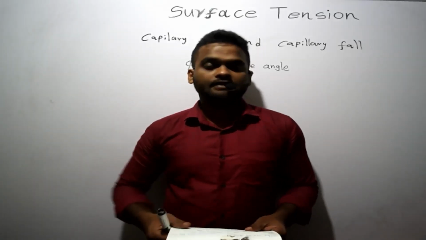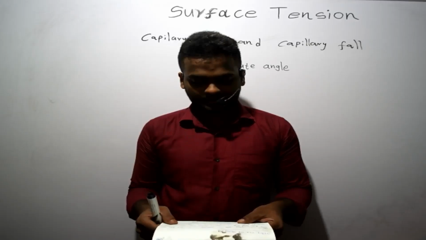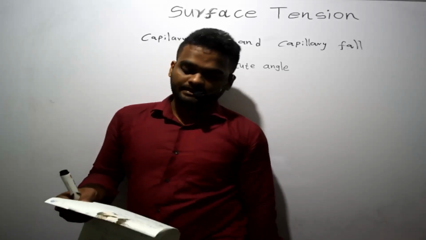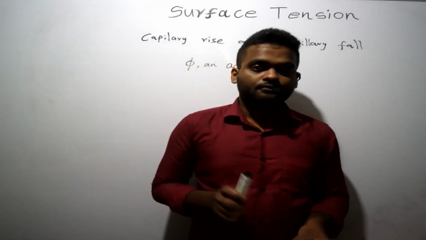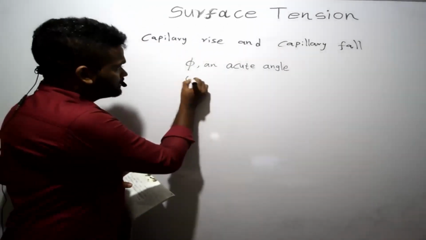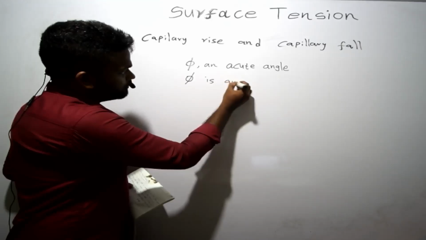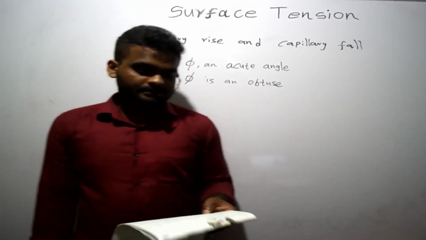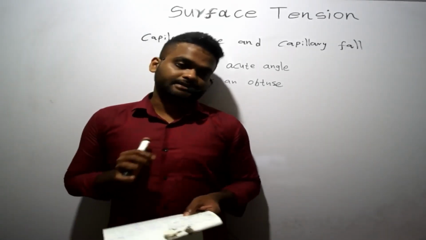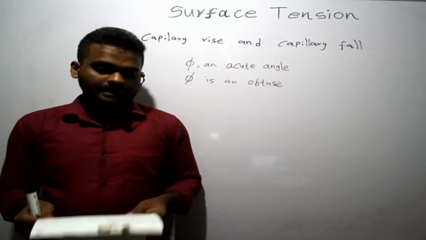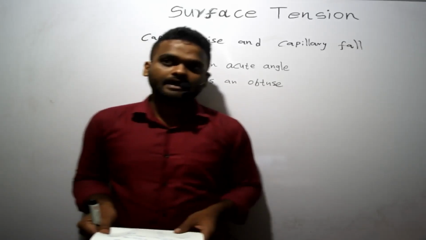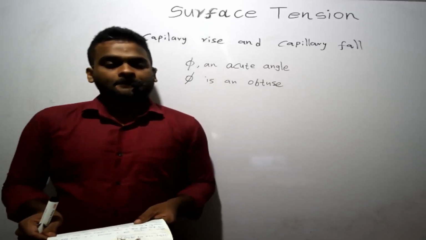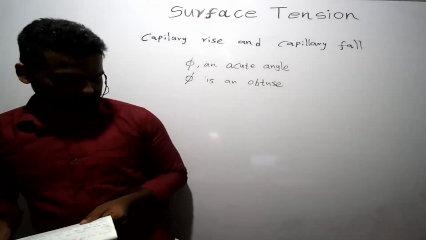When it is immersed in mercury, where phi is an obtuse angle, it causes a capillary fall. Okay? Full stop.